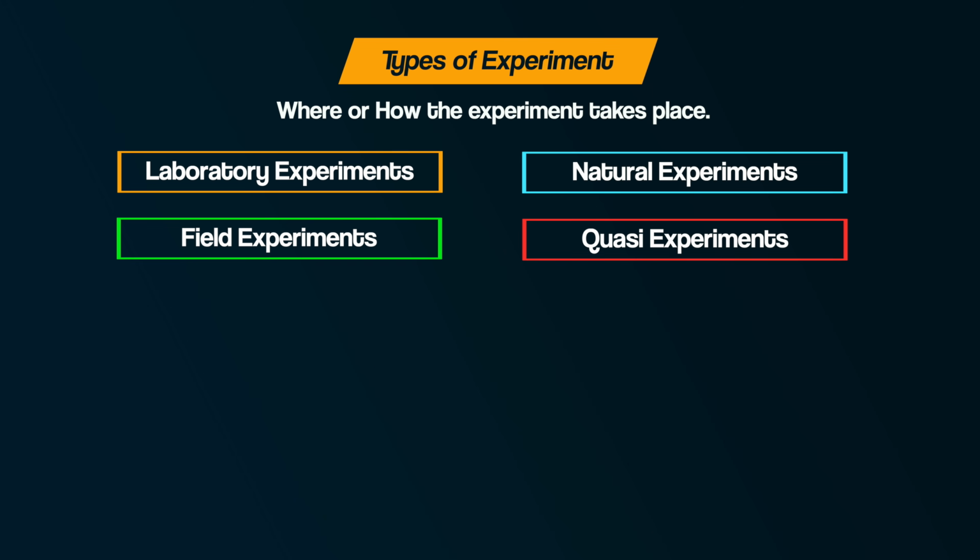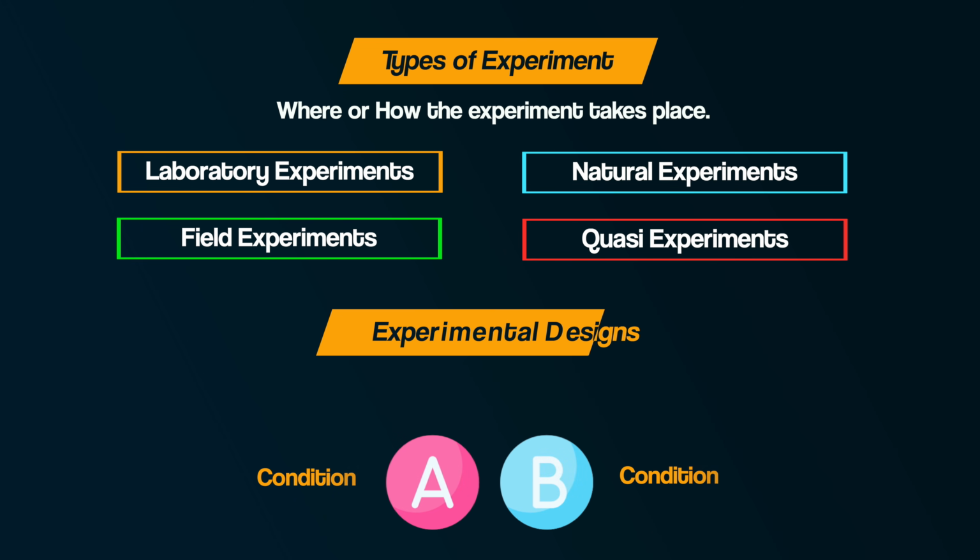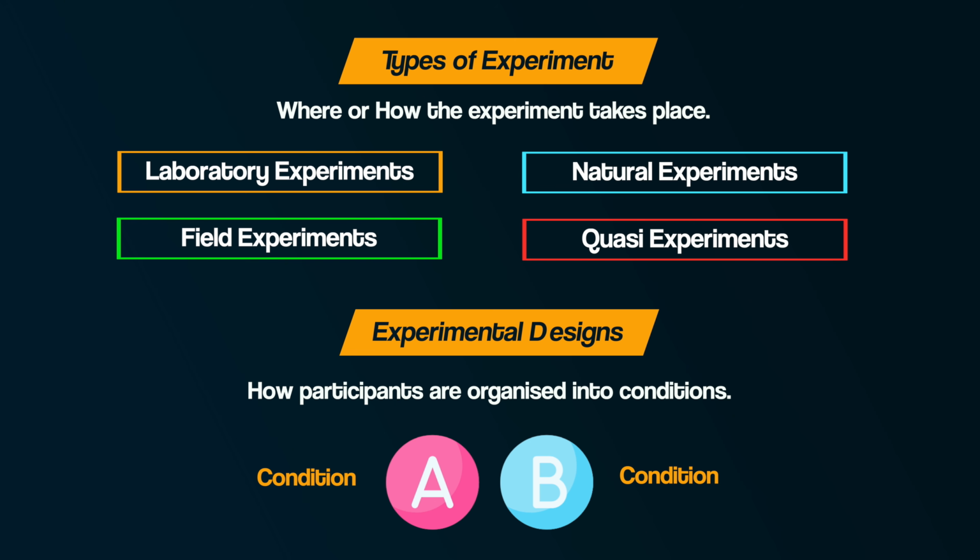But for now, let's explore experimental designs. Students often get mixed up between types of experiment and experimental designs. So think of it this way. Types of experiment are where or how the experiment takes place, whereas experimental designs are how participants are organised into conditions. It's about how you use your participants.